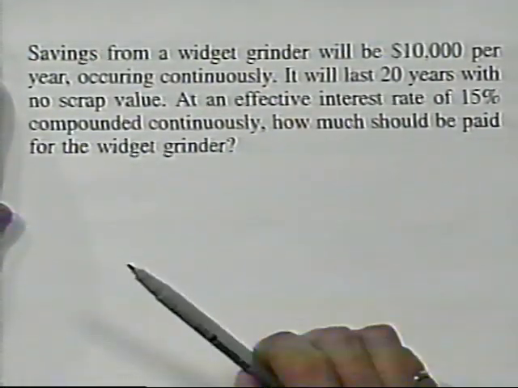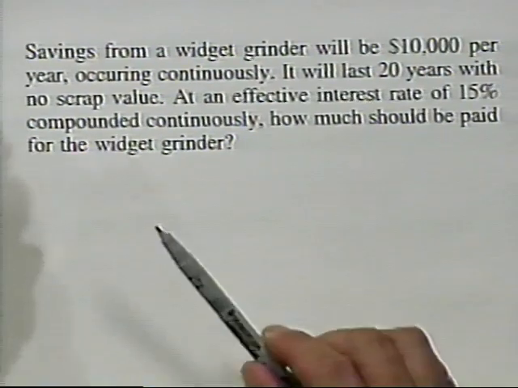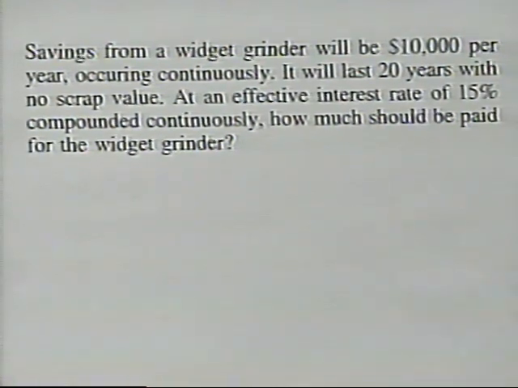That savings will be accumulated by perhaps having less expenses for raw materials or having less expenses for labor on an ongoing basis. And that money that's saved could be invested continuously, perhaps in other plant operations. So when I say savings from a widget grinder of $10,000 per year occurring continuously, that's different from saying it's $10,000 per year occurring at the end of the year. Because each time a little bit of savings is made, it can be invested.